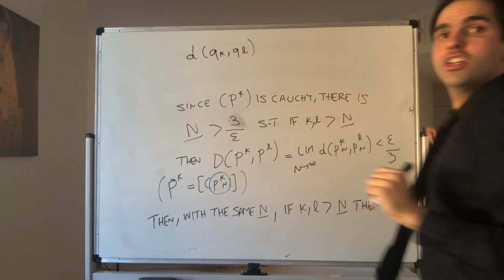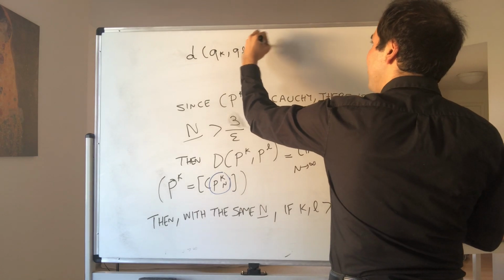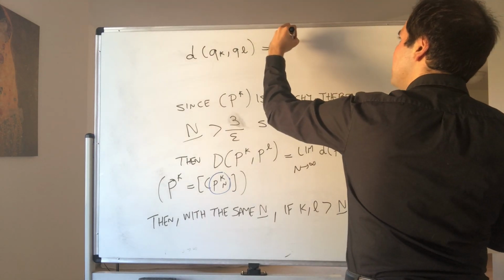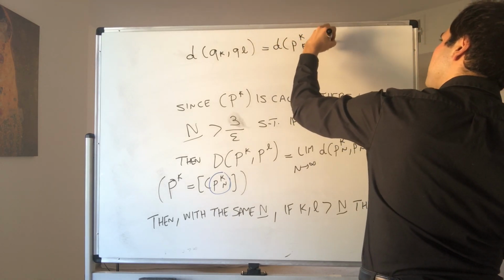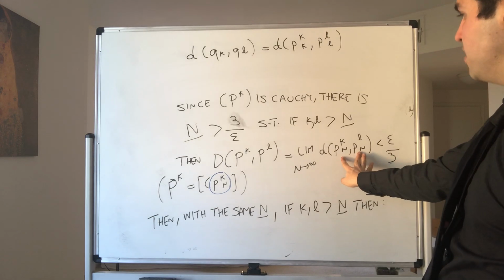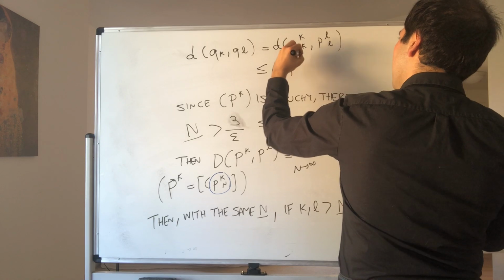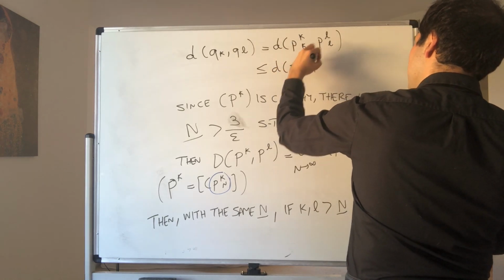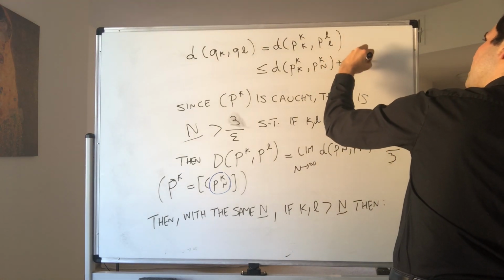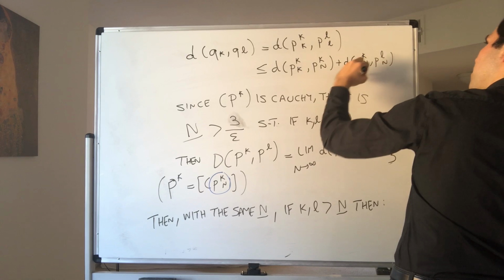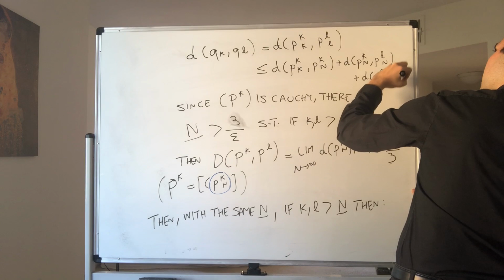Because ideally we want to show Qn is Cauchy, but by definition of Q, that is PKK and then PLL. And now let's use this identity. So this is less than or equal to the distance of PKK and then PKN, plus the distance of PKN and then PLN, plus the distance of PLN and then PLL.